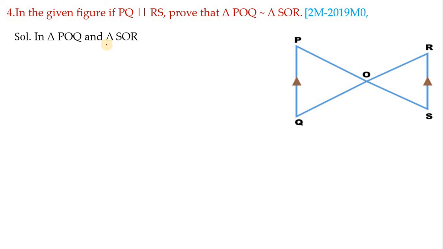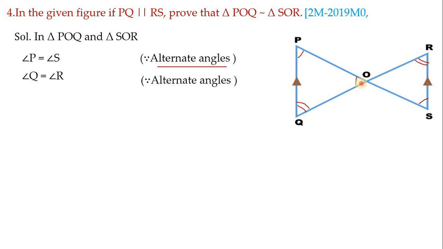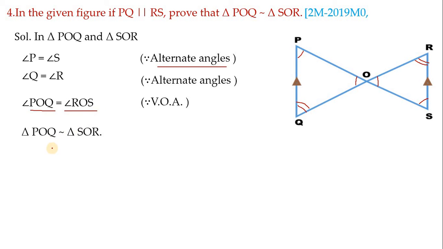So first write the two triangles which you wanted to show as similar. Next, as I said, this angle is equal to this angle because of alternate interior angles. Similarly, this angle, I mean Q, is equal to R, again by alternate interior angles, and this angle is equal to this. I mean you wanted to write angle POQ equals angle SOR, the reason being vertically opposite angles. Therefore, the triangles which you have compared, these two have become similar under the AAA similarity criterion.